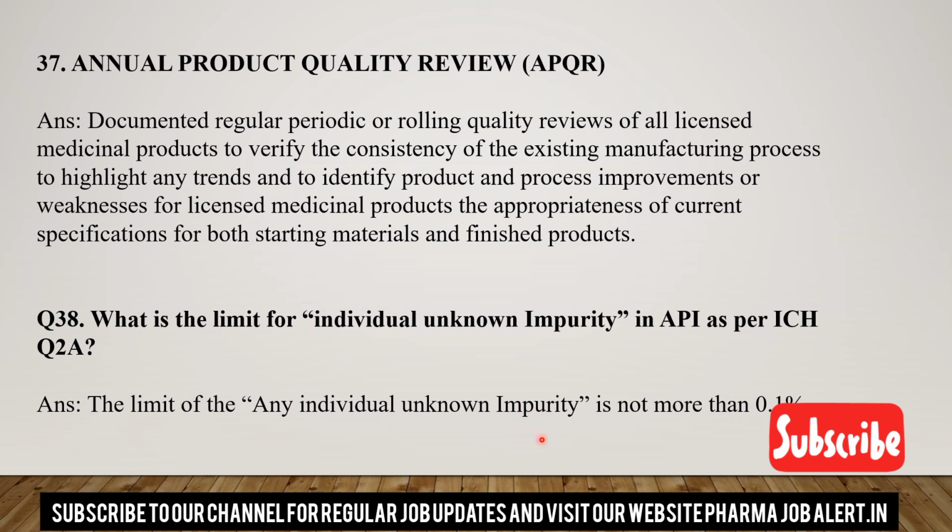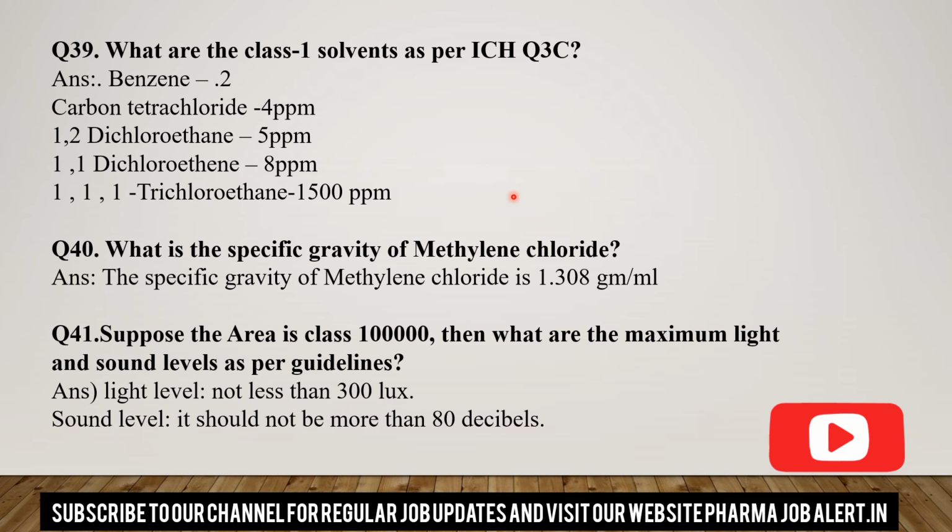So what is the limit of an individual unknown impurity in API as per ICH Q2A? The limit is not more than 0.1%. Friends, what are class 1 solvents as per ICH Q3C guidelines? The class 1 solvents include benzene, carbon tetrachloride, 1,2-dichloroethane, 1,1-dichloroethene and 1,1,1-trichloroethane.